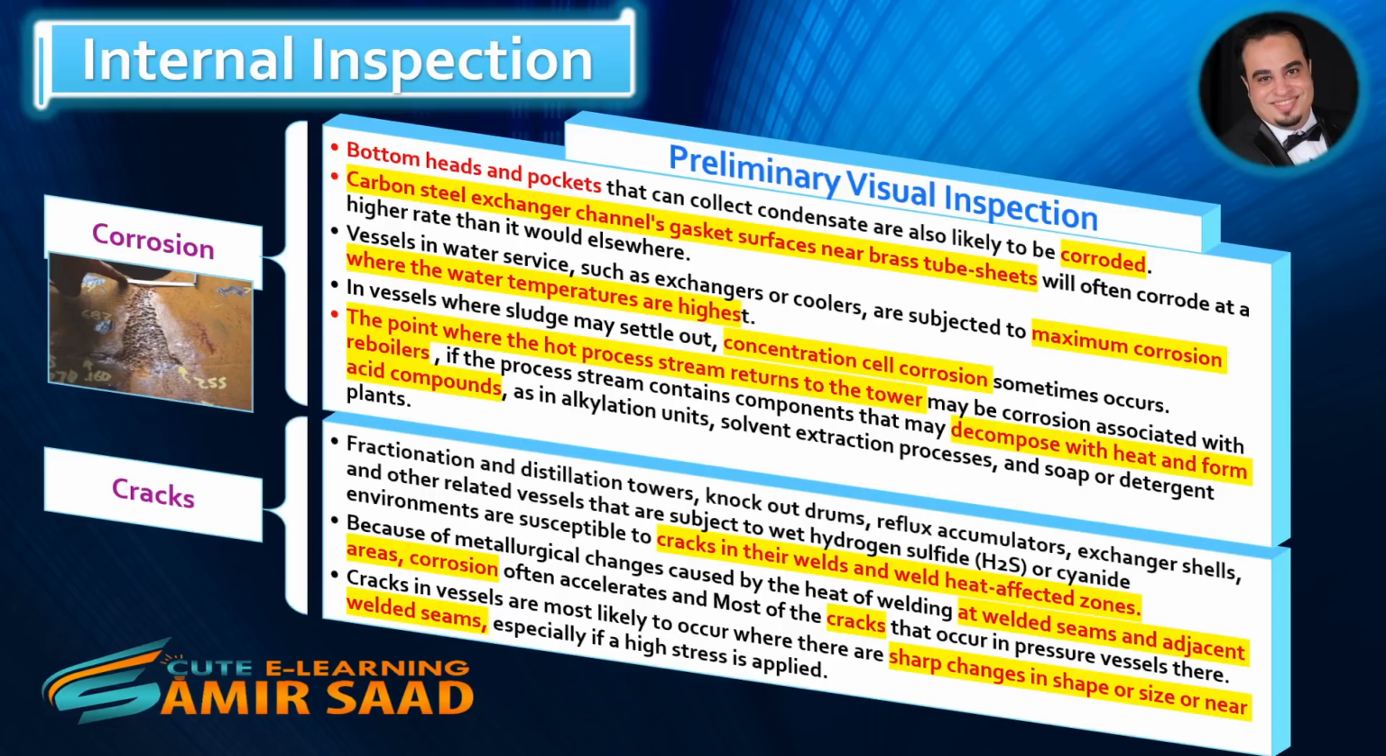Cracks. Fractionation and distillation towers, knockout drums, reflux accumulators, exchanger shells, and other related vessels that are subject to wet hydrogen sulfide, H2S, or cyanide environments are susceptible to cracks in their welds and weld heat-affected zones. Because of metallurgical changes caused by the heat of welding, at welded seams and adjacent areas, corrosion often accelerates, and most of the cracks that occur in pressure vessels occur there. Cracks in vessels are most likely to occur where there are sharp changes in shape or size, or near welded seams, especially if a high stress is applied.